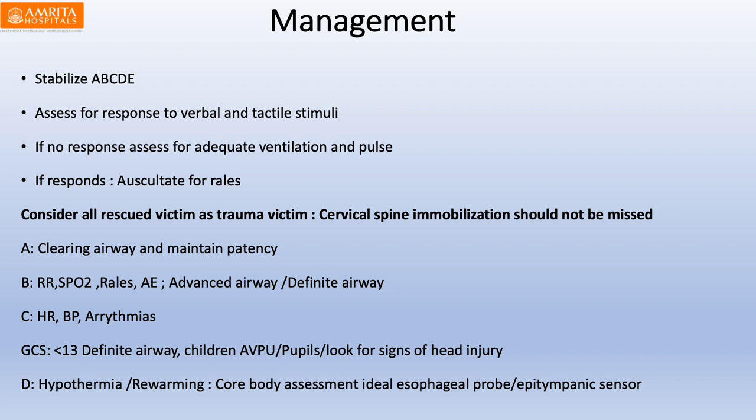Then GCS less than 13 is again one of the indications for a definitive airway. And in children, look for the AVPU score, and in all patients, look for pupillary asymmetry and any evidence of head injury. Most importantly, prevention of hypothermia and early rewarming is the key, and core body temperature should be assessed ideally by an esophageal probe or epitympanic sensor. So that is the recommendation. Core body temperature should be measured with the help of an esophageal probe or an epitympanic sensor.